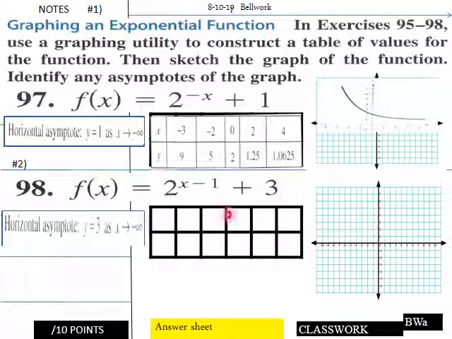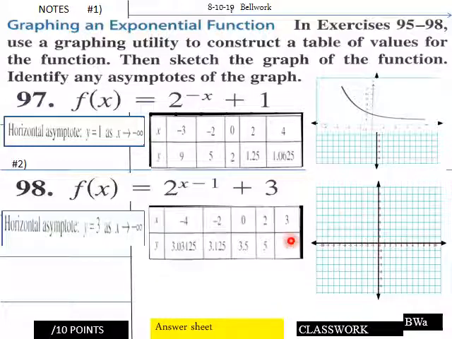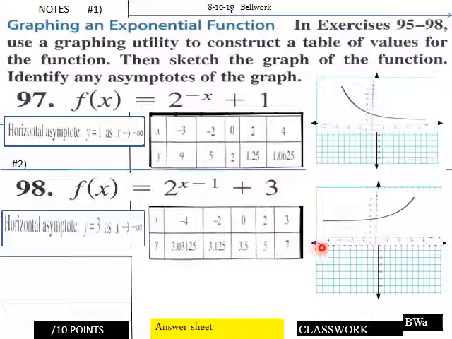And then down here, for this one, f of x equals 2 to the x minus 1 plus 3. We have a horizontal asymptote here of y equals 3. Here's your table of values for this function, which you should have on your graphing calculator, and then this would be your graph of 2 to the x minus 1 plus 3. And then here is your horizontal asymptote at y equals 3.